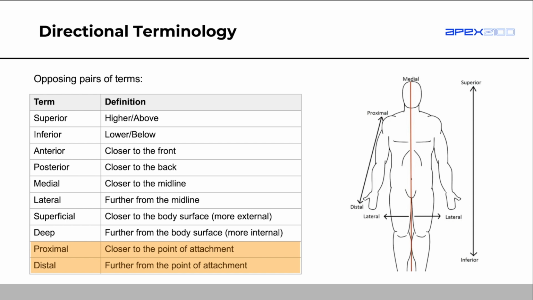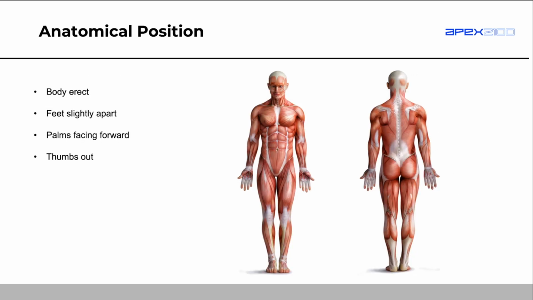So I could say that my humerus is proximal to my radius, or I could say that the phalanges in my fingers are distal to my shoulder. So they're further down the arm. You can also use this in reference to the legs as well.